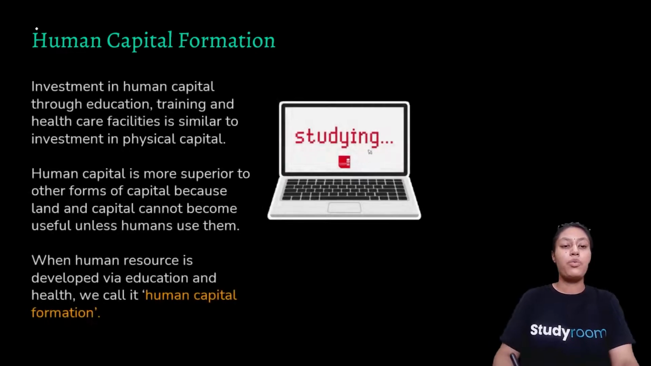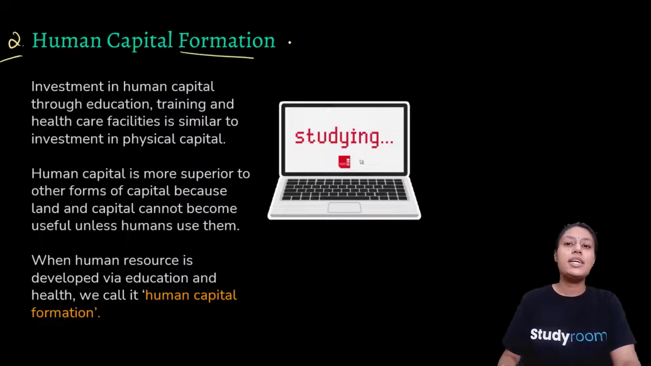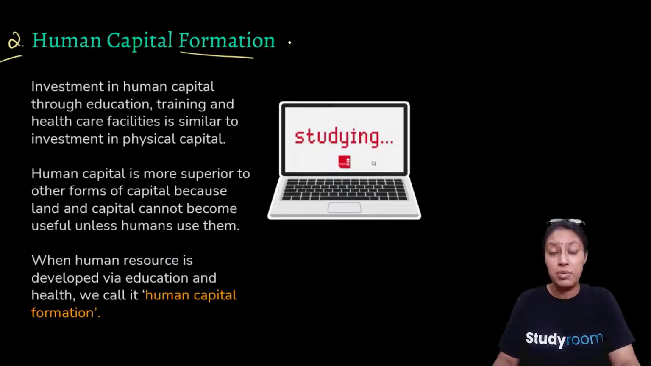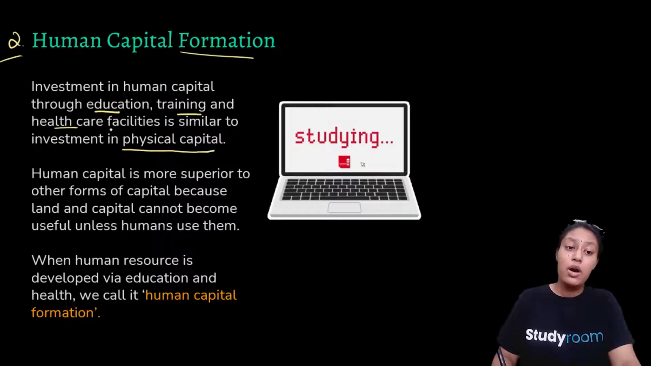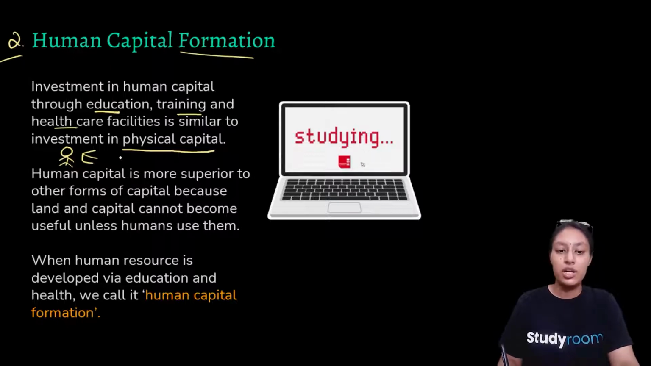Our next topic here is human capital formation. What is human capital formation? Investing in humans is very important because ultimately machines cannot create, cannot design or formulate any idea. Machines cannot think. They do not have the ability to think, right? So the ability to think and to create is only with a human brain. Investment in human capital is made through education, training, and healthcare facilities. And this investment is similar to investing in any physical capital. For example, if a person is educated, trained, and looked after with healthcare facilities, they will be an asset to the country.